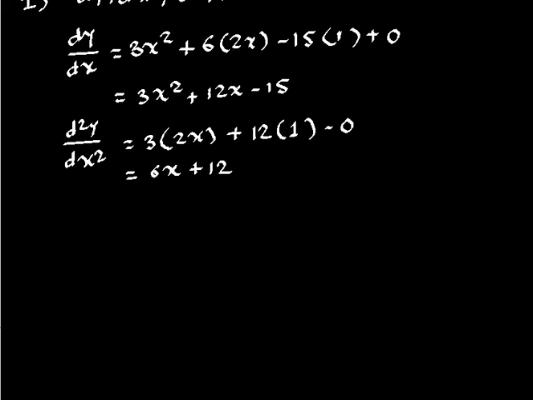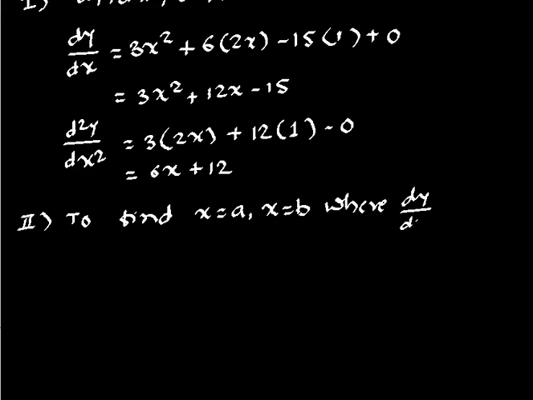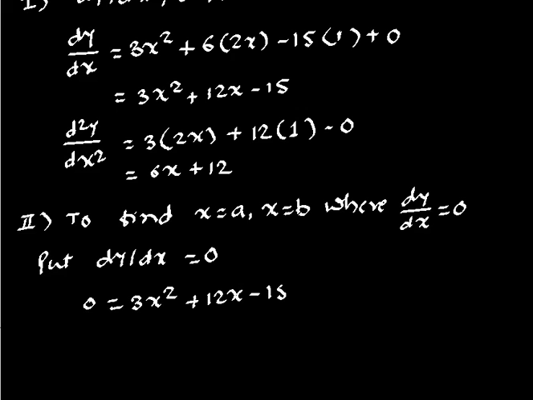Now the second step is to find the value of x. To find x is equal to a and b. These are the two values of x where dy by dx is equal to 0, means the slope of tangent to the curve at these points is 0. So put dy by dx is equal to 0 in the equation of dy by dx. Here is the equation. So it will be 0 is equal to 3x square plus 12x minus 15.